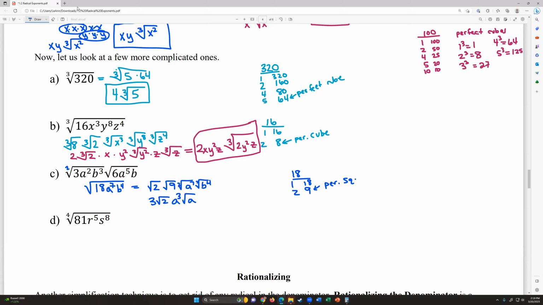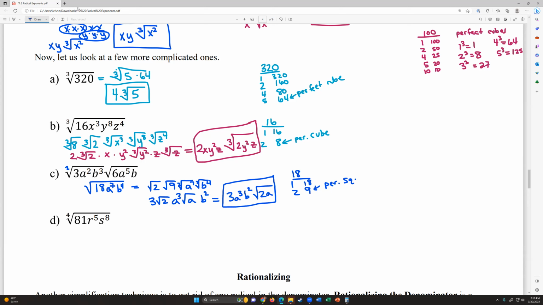And this is square root again of b to the 4th. There's 2 groups of b exactly. So we'll pull out a b squared and no b's left over. So this is going to be 3 a to the 3rd b squared on the square root of 2a.